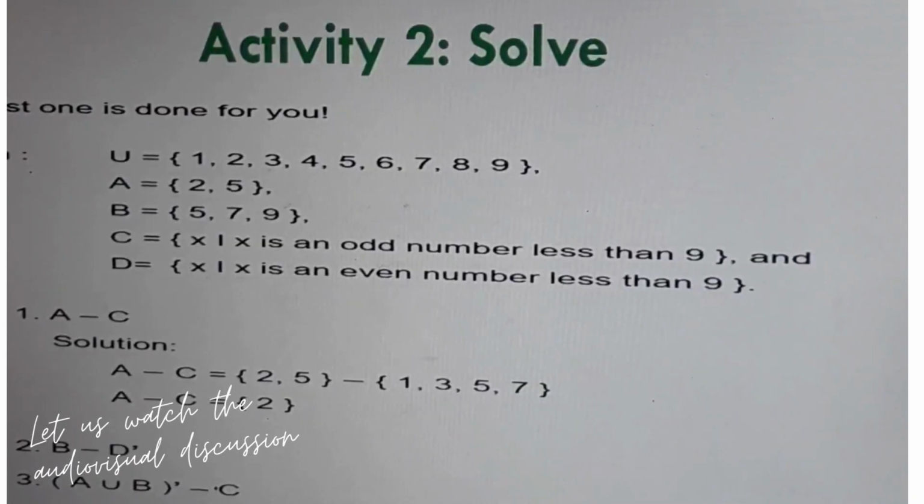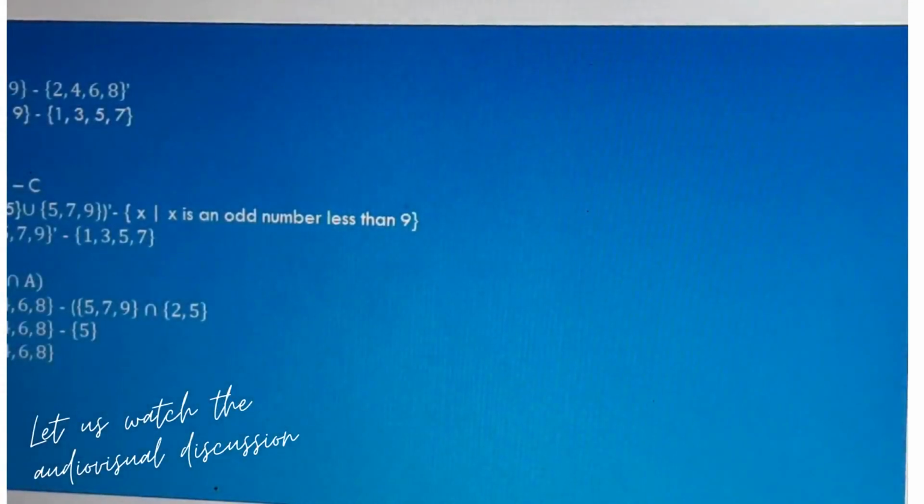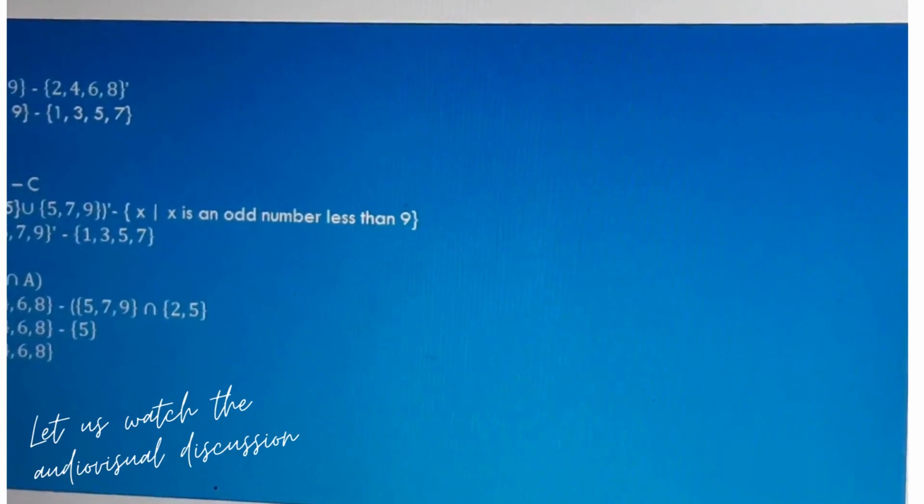So, for this activity, you'll be given time to answer. Okay, I have here a solution to the remaining requirements for you to find out whether your answer is correct. If you made a mistake in this activity, try to observe at what step you missed your answer.